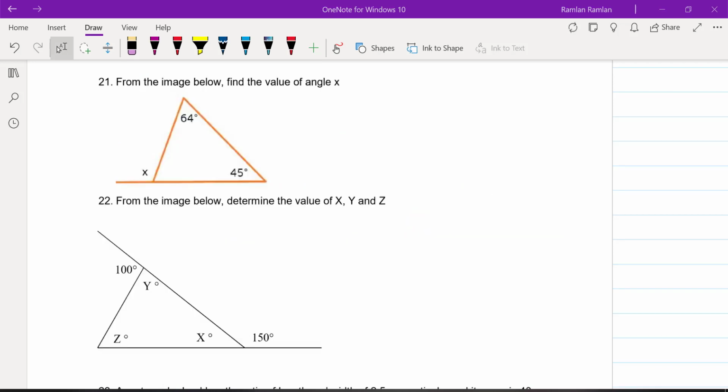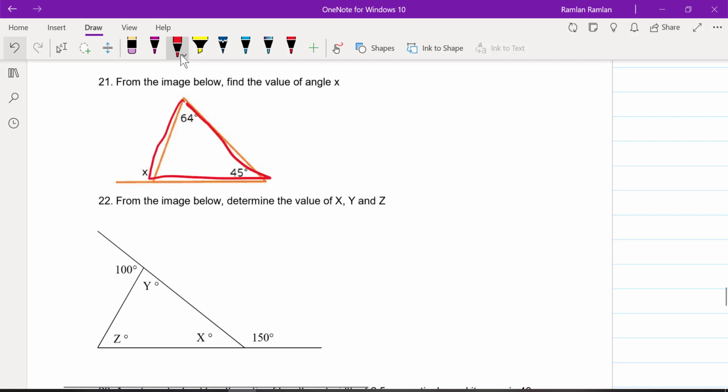Okay, number 21, we have this figure here, and the question is to find the value of angle X. So this is what we're looking for. The first thing that we need to see here is that we have a couple of theories. The first one is that we have a triangle, actually, right? So we have this triangle over here.